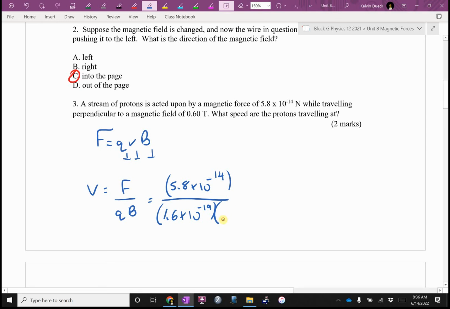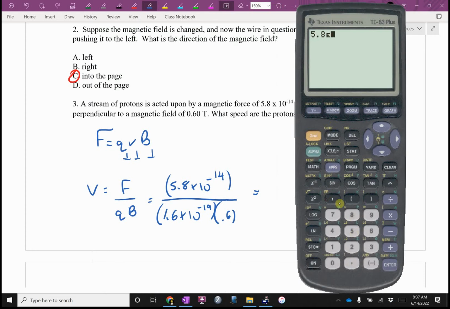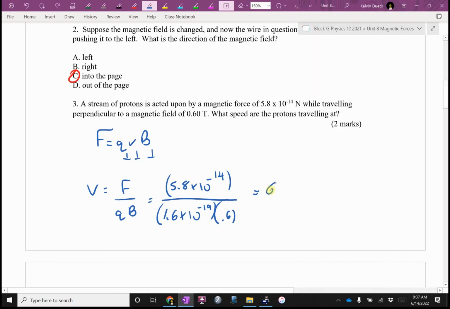B is 0.6 Teslas. Pretty big magnetic field. Not crazy big, but yeah, fairly big. 5.8 scientific notation, negative 14 divided by bracket 1.6, scientific notation, negative 19 times 0.6. You get a speed of 6.04 times 10 to the, 1, 2, 3, 4, 5, which seems about right. Subatomic particles move pretty fast. In fact, this might even be a bit slow. 6.0416, so 6.04 times 10 to the 5th meters per second.